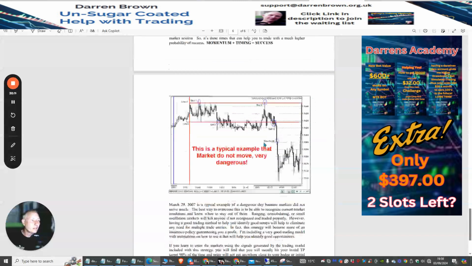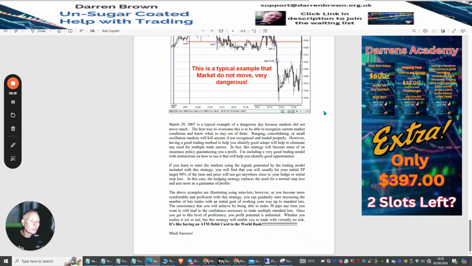This is a typical example that markets do not move very directly. Remember, this is in a zigzag motion. And this is when the markets are probably closed. So that's pretty much it, really.